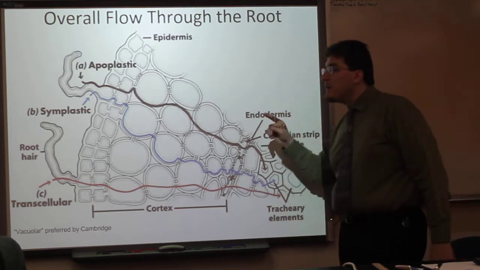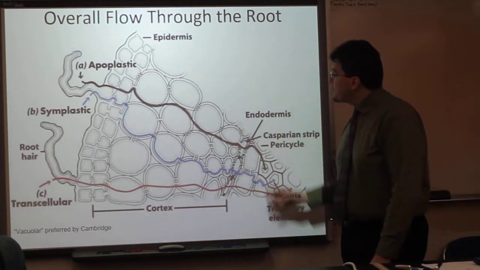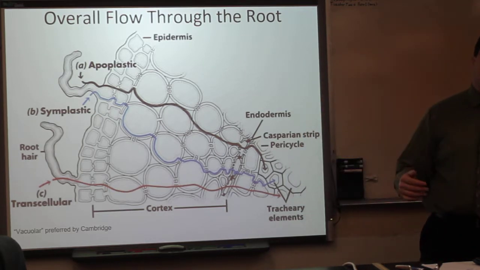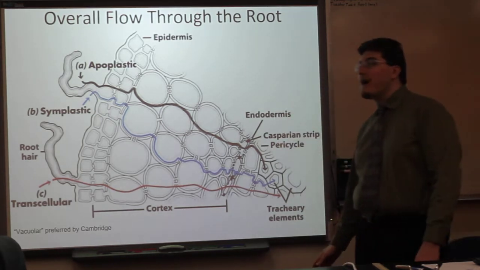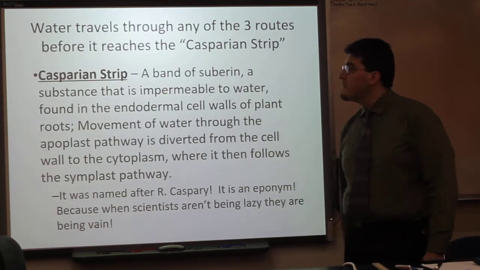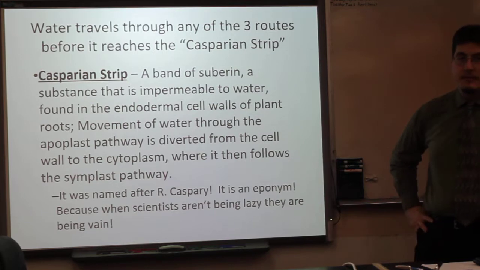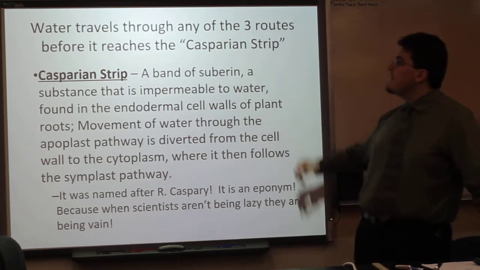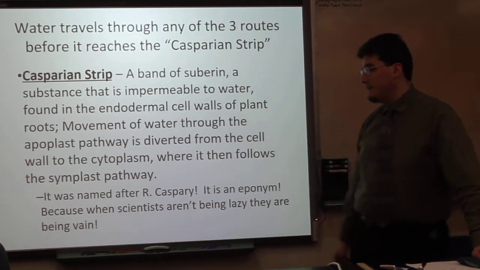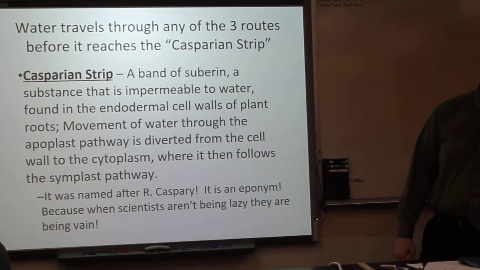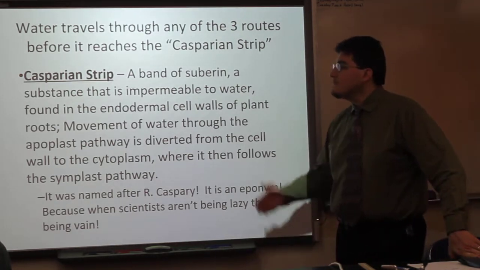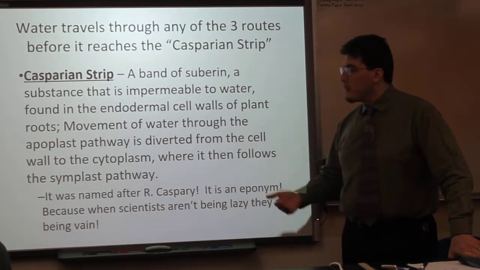The endodermis must be shunted from the apoplastic pathway into a cell, and then through the symplastic pathway into the vascular bundle. The reason for that is the Casparian strip. The Casparian strip is a band of suberin named after R. Caspary, some dude, some science dude. So it's a band of suberin.